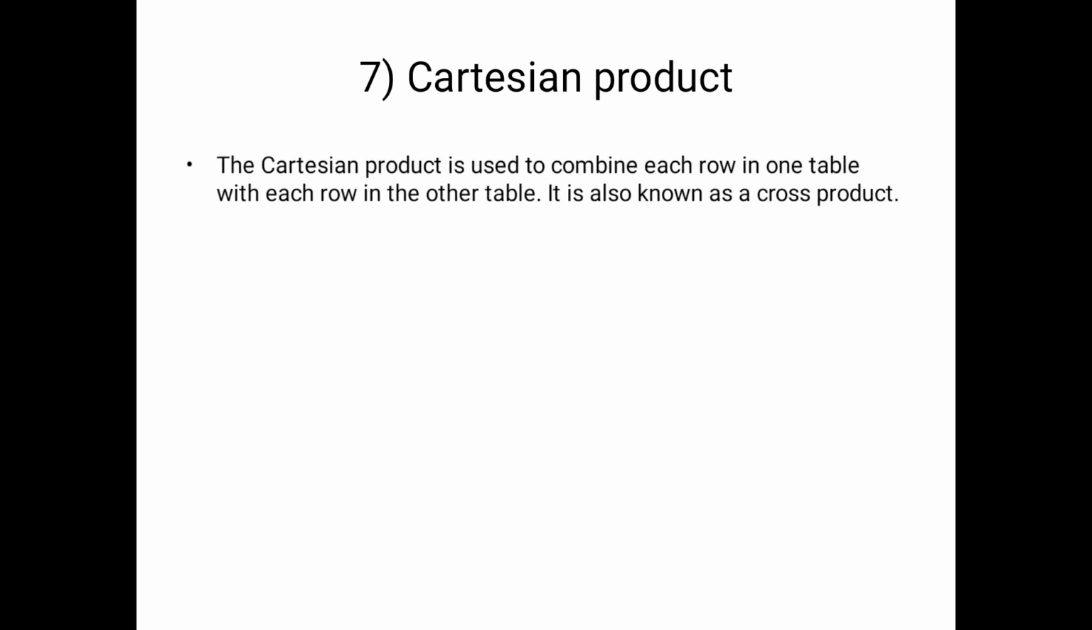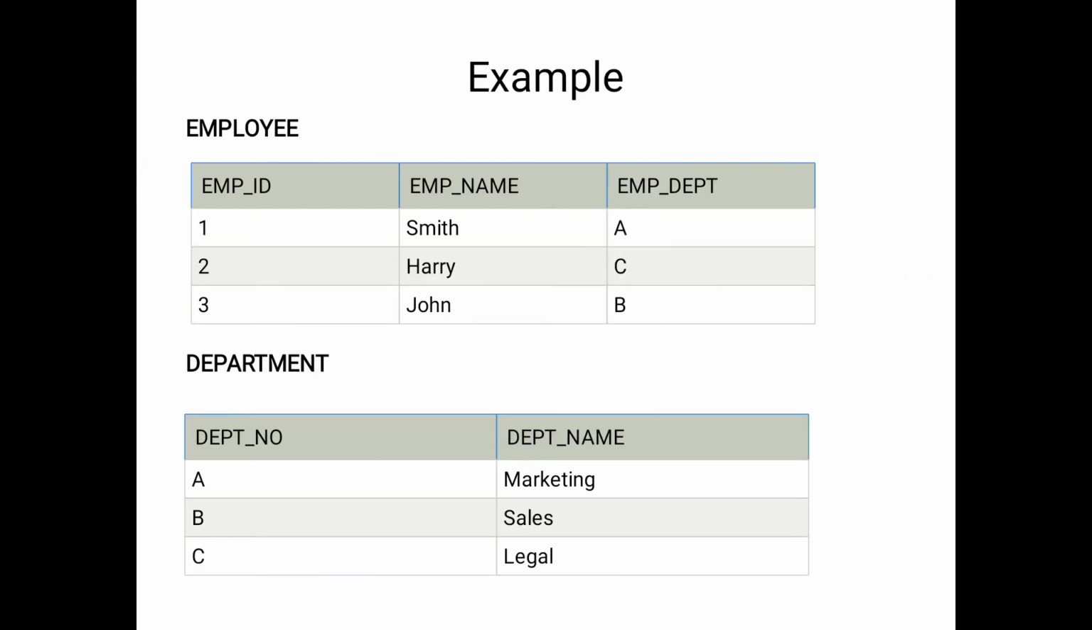Okay, so finally, what is the meaning of Cartesian product? It is also called multiplication. The Cartesian product is used to combine each row in one table with each row in the other table. Here we will apply the simple multiplication operation. It is also denoted by the multiplication symbol, R cross S. Here we have two tables, one is capital E and another one is D. Here we will perform the Cartesian product on both tables.